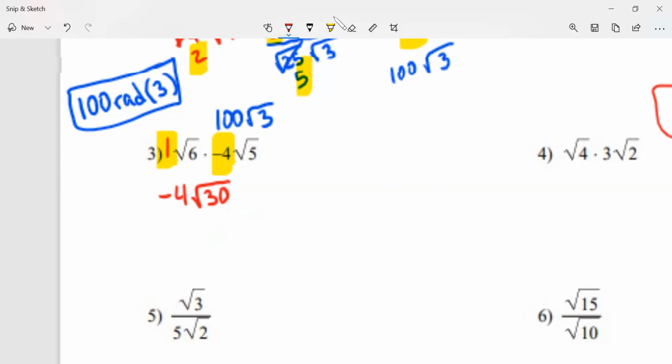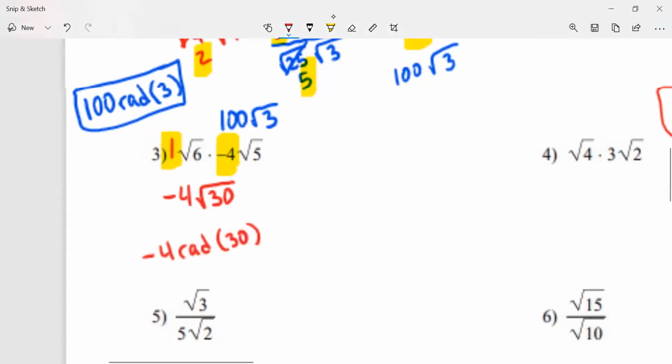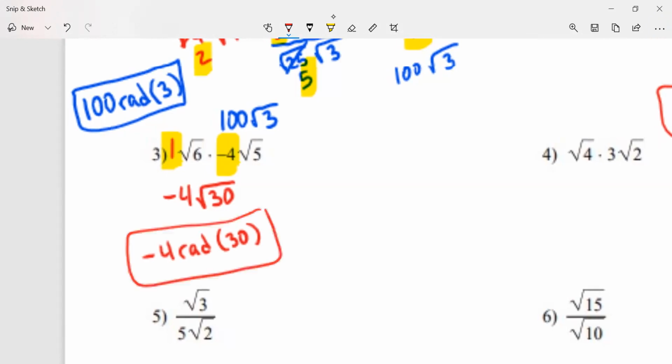So that's it, -4 radical 30. The way I'm going to type this, I'm going to go -4. For the radical, again, I go RAD, and inside parentheses, I'm going to write 30. Don't forget to close the parentheses. That's a mistake that happens a lot. Don't forget it, because otherwise Canvas is going to mark it wrong for you.